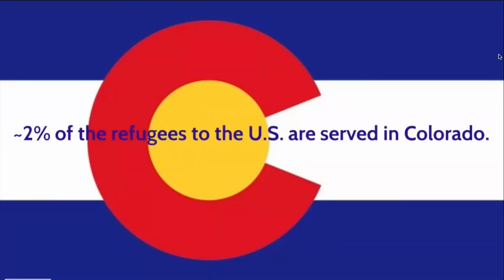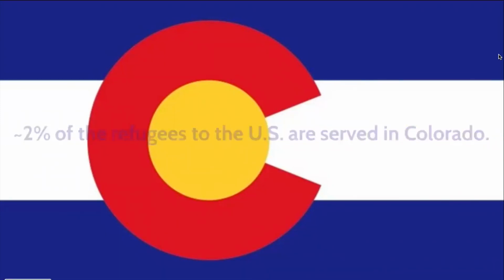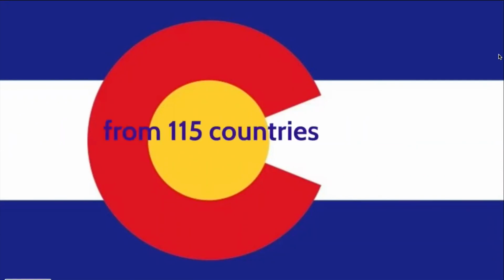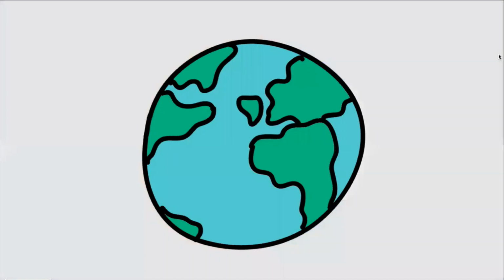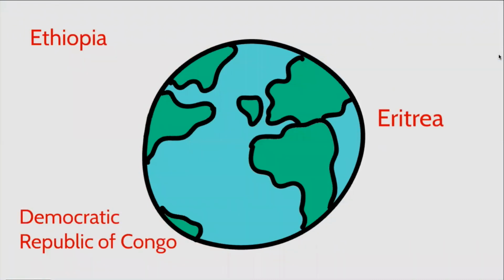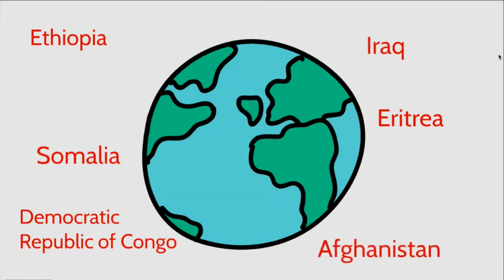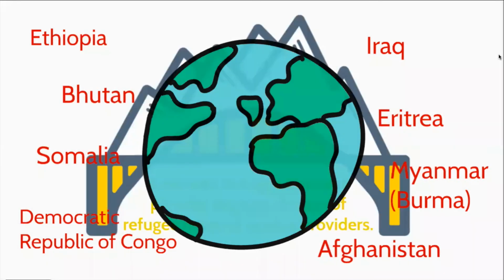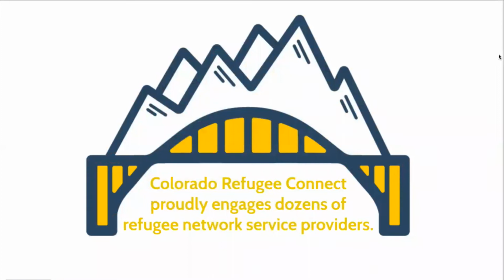Traditionally, about 2% of the refugees who arrive in America are resettled to Colorado. Since 1980, the Centennial State has served more than 60,000 refugees from 115 countries, welcoming them to colorful Colorado to make new homes and rebuild their lives. Colorado is proud to be home to refugees from all over the world, including countries such as Ethiopia, Eritrea, Democratic Republic of Congo, Somalia, Iraq, Afghanistan, Bhutan, and Burma. Colorado Refugee Connect proudly engages dozens of refugee network service providers.